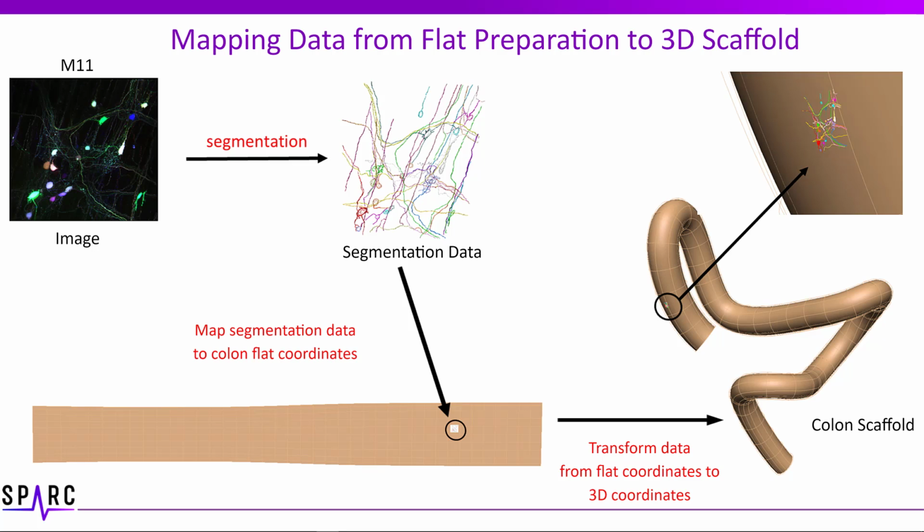As the data is now embedded in the colon scaffold, we can transform the data from the flat coordinates field to the 3D coordinates field. This will bring the data from the flat preparation to its correct location on the 3D colon scaffold.